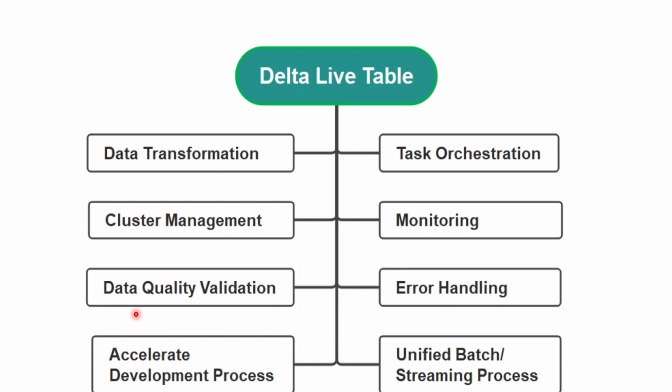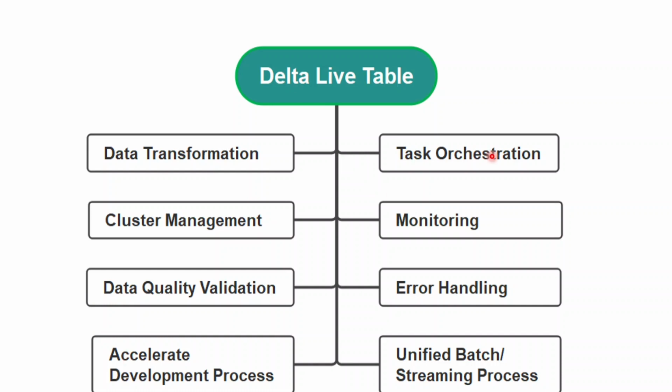For example, one particular column should not accept null values, or one particular column should not accept any value greater than a certain limit. So we can just tell during the declaration, then automatically it is going to manage all those data quality validations. And with the help of these things, the entire ETL pipeline will be accelerated.